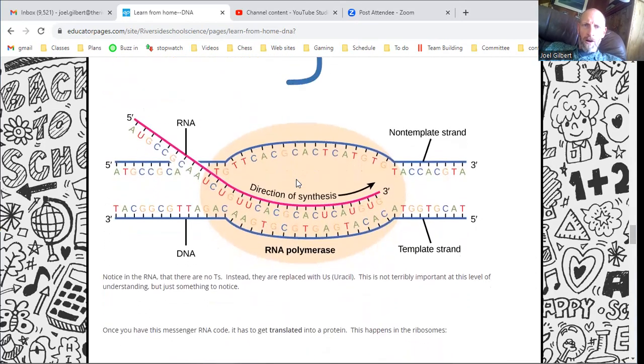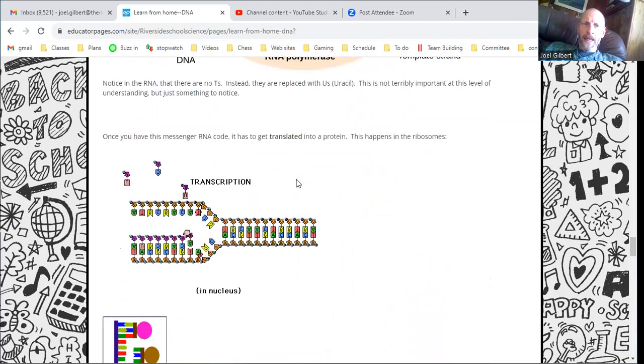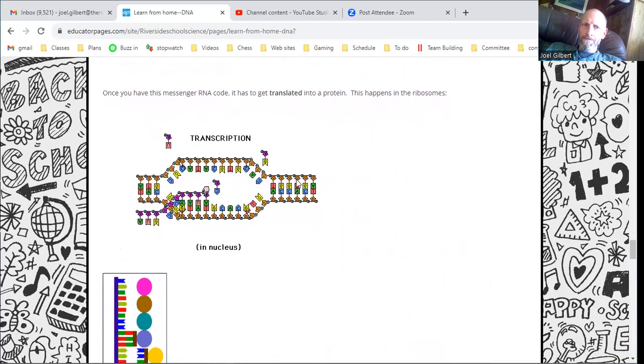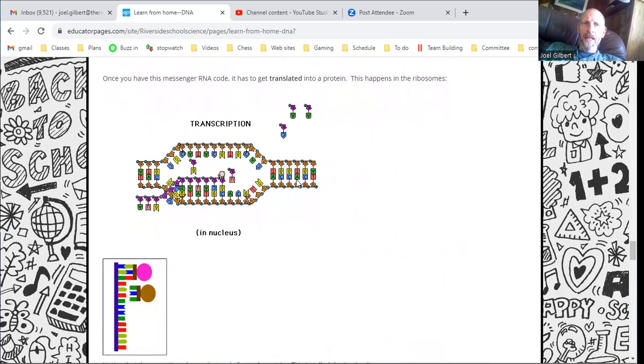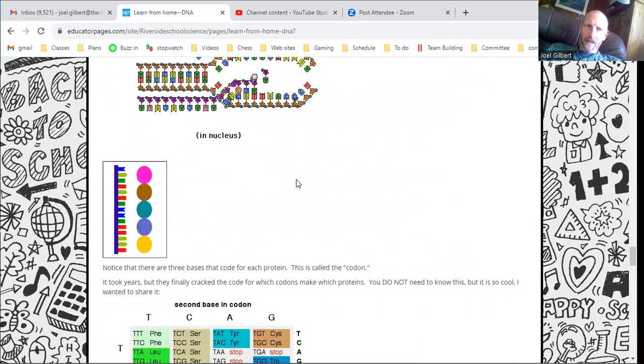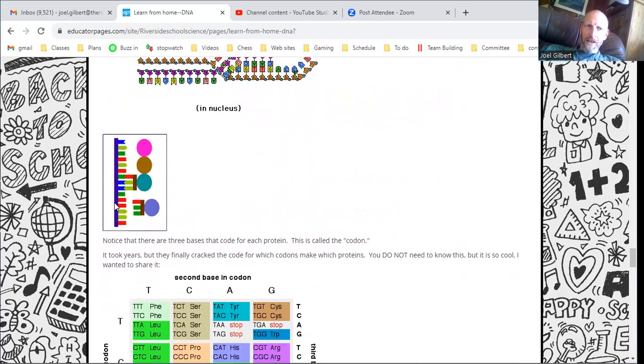So here we are transcribing a section of RNA. And then, so that's transcription, lots of images of it. And then it'll get translated out here. Now you get the section of RNA, it's a single strand.